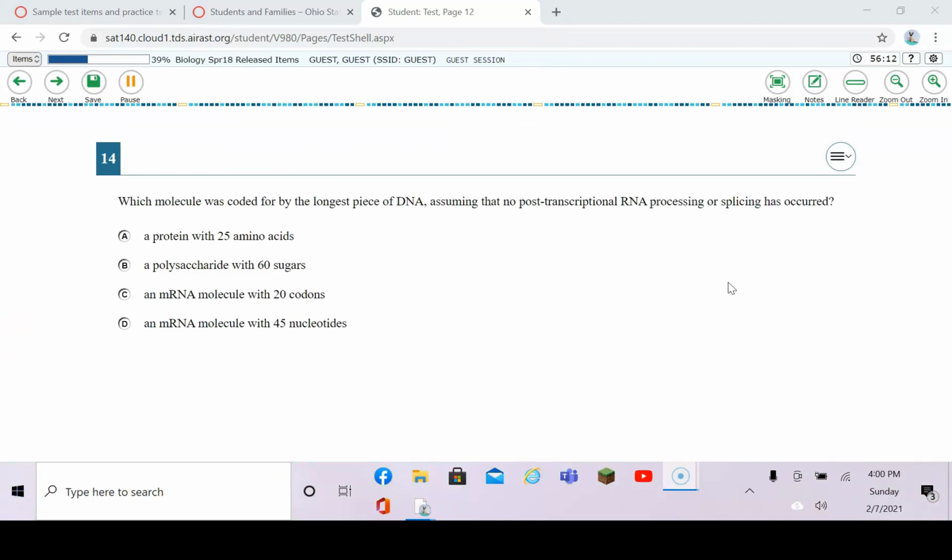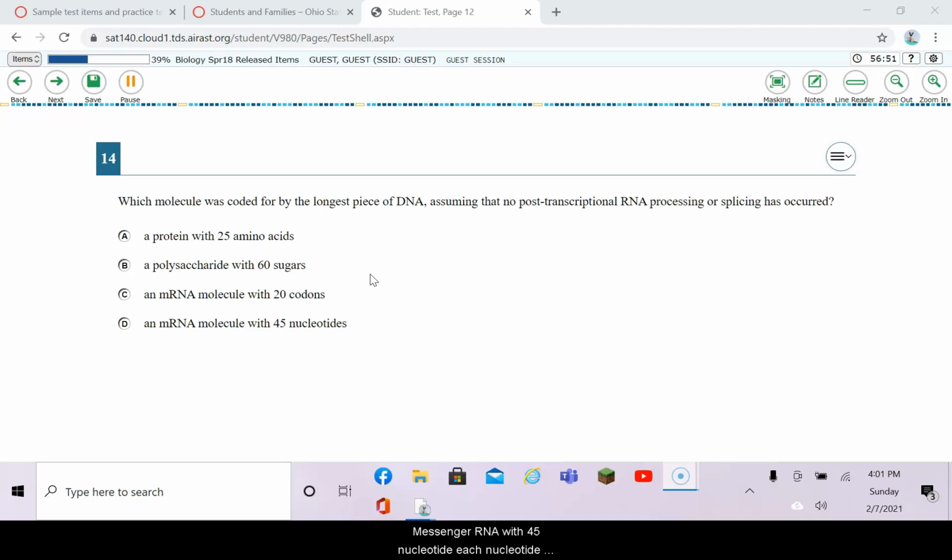Number 14, which molecule was coded for by the longest piece of DNA, assuming that no post-transcriptional RNA processing or splicing has occurred? Well, let's look at B, a polysaccharide with 60 sugars. What do sugars have to do with it? It has nothing to do with DNA or RNA, right? C, a messenger RNA molecule with 60 codons. Well, we know it takes 3 bases to make one codon. Remember, a codon's a code. And that would be 60 codons, so we'd have 180 bases.